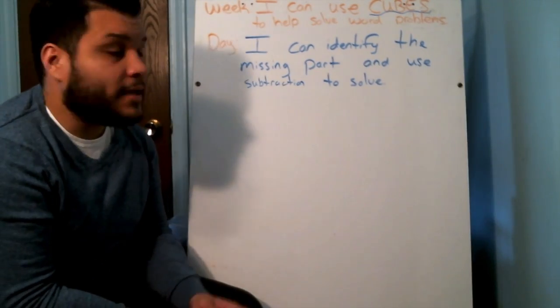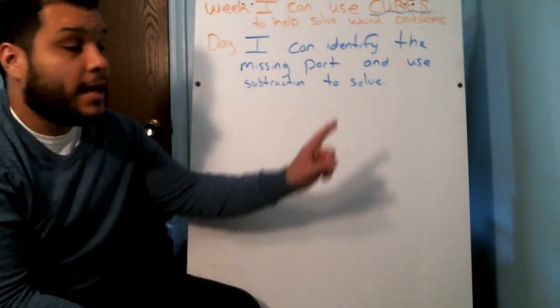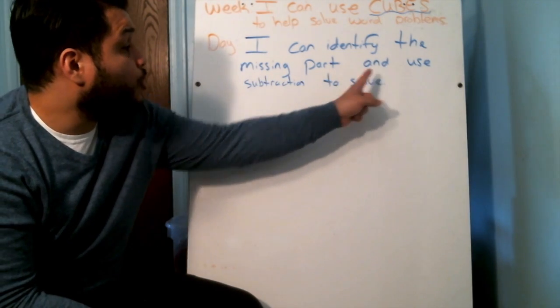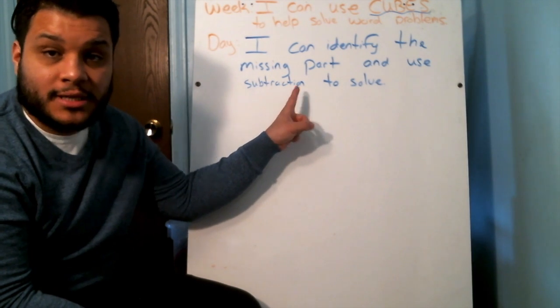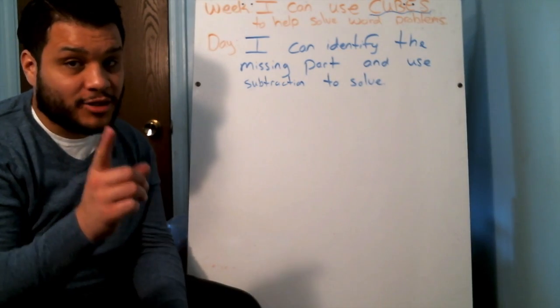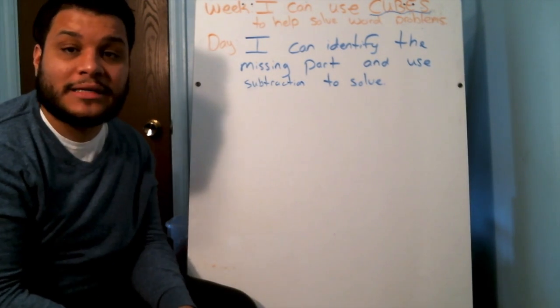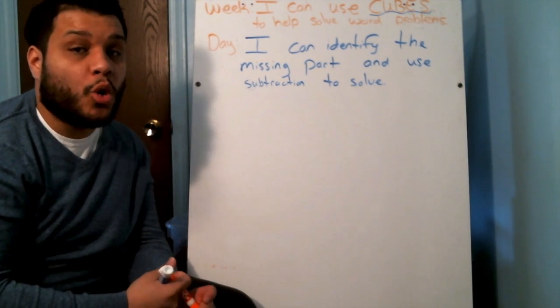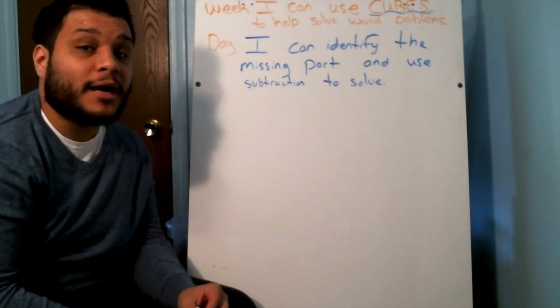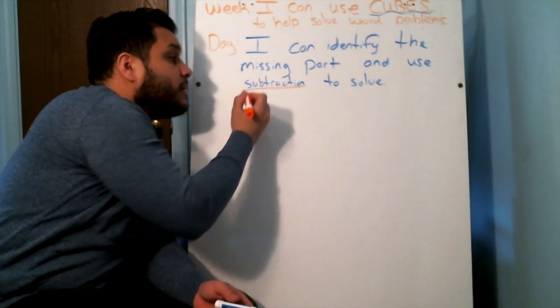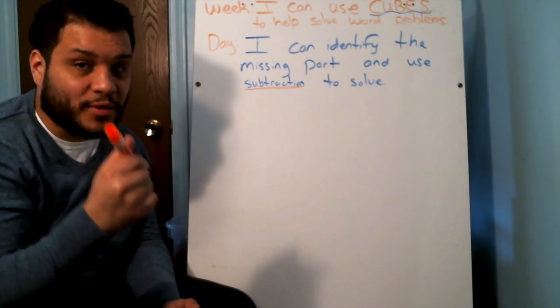So repeat after me. I can identify the missing part and use subtraction to solve. Told you there was a twist. That word, subtraction, is not a word that we've heard this week or last week. We did speak about it before when we were in school, but we want to come back to subtraction. So you know what's coming next.